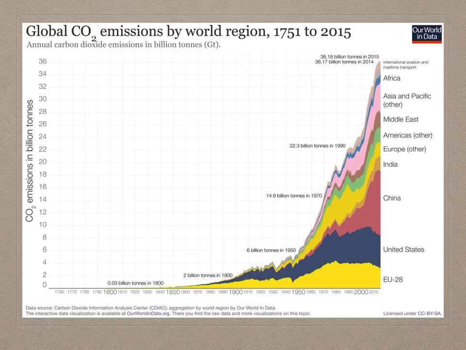In fact, if you look at the EU countries, the United States, China, and India, you have accounted for more than half of the emissions of carbon dioxide into the atmosphere. So it's these countries that have contributed, especially historically, more to the greenhouse effect than other countries around the world.